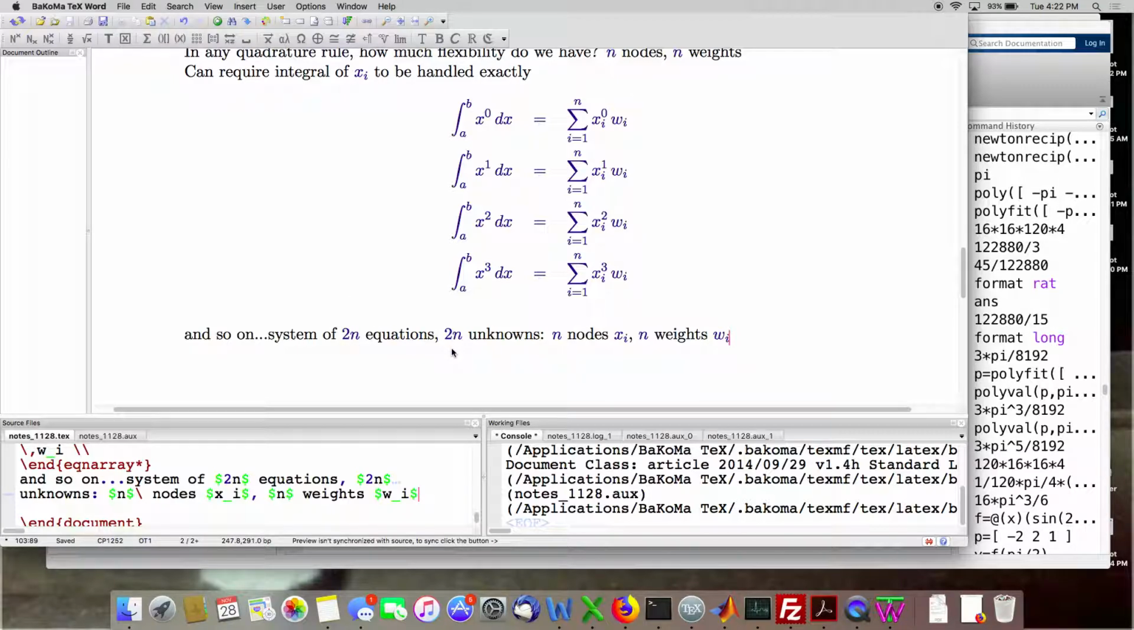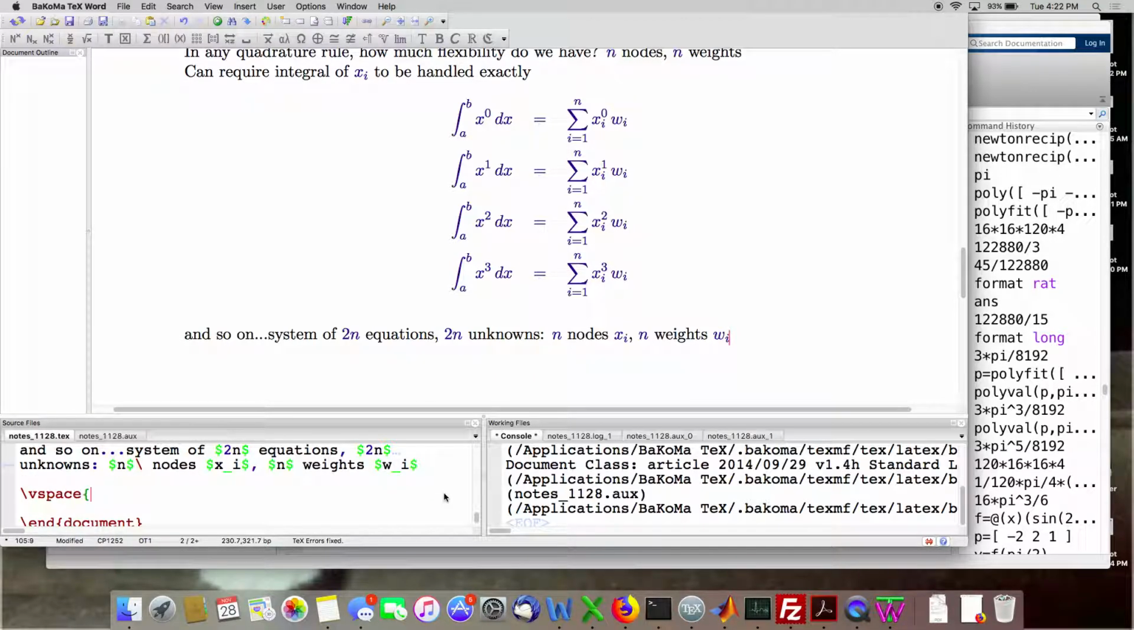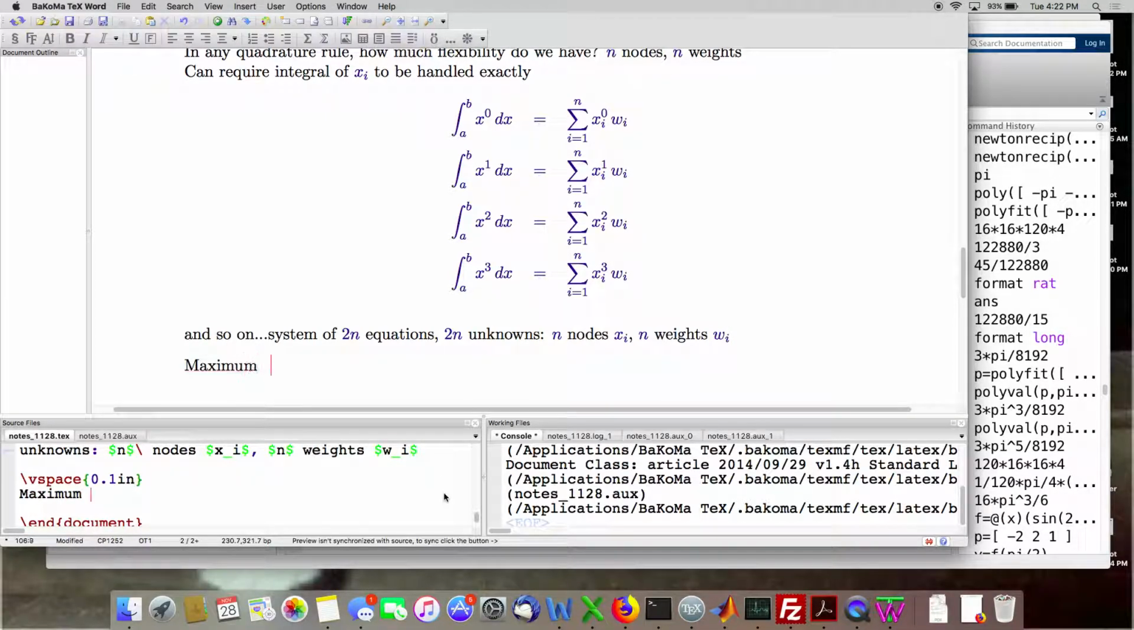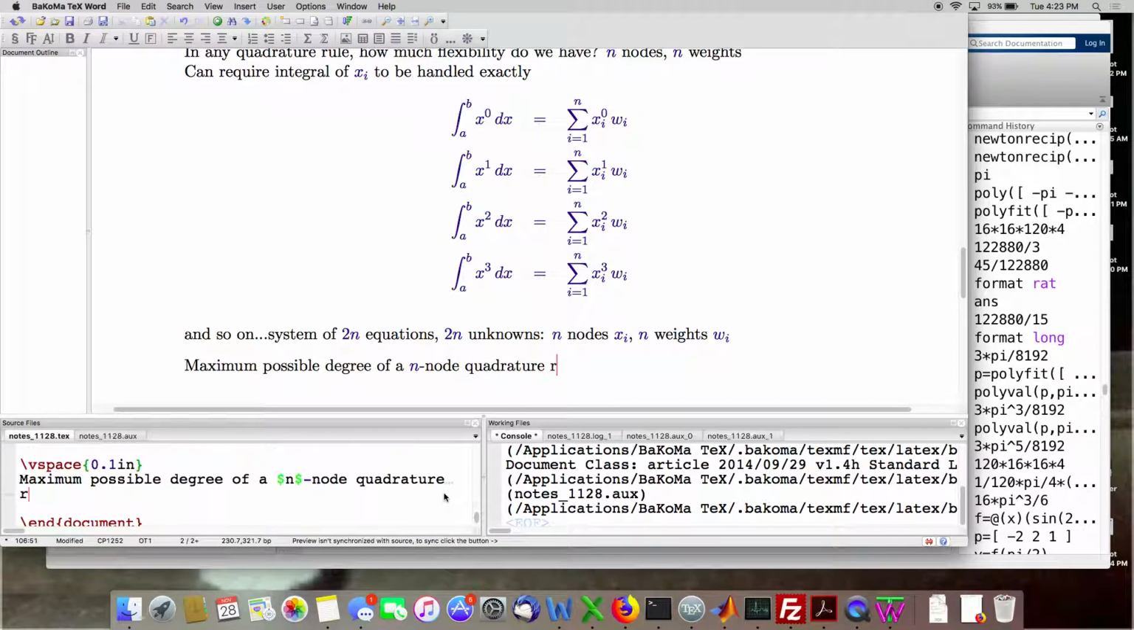So with that in mind, what is the maximum possible degree that I could possibly hope for? Keep in mind how this started. I said as many equations like this as I can, given the number of unknowns that I have. Yeah, 2n minus 1. Okay.